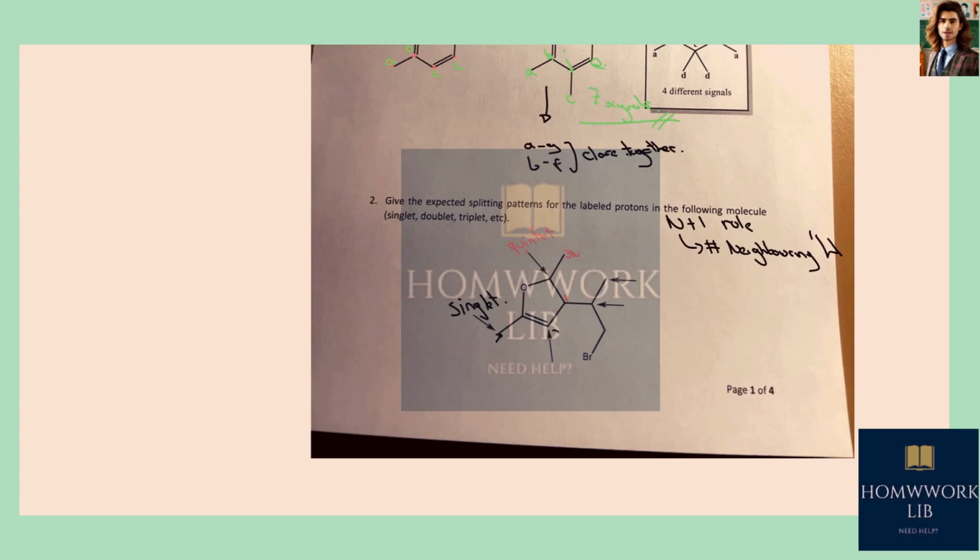Now, for this signal over here, we're going to have only 1 neighbor corresponding to this position. Thus, this is going to be a doublet. Same thing goes for this signal over here. This is going to be a doublet since we are only going to have 1 proton as neighboring. And for the final one, we're going to have 3 neighbors coming from this position, 1 neighbor coming from here, and 2 neighbors coming from here. So 3, 4, 5, 6, which corresponds to a septet, since we have 6 neighboring protons to that signal.